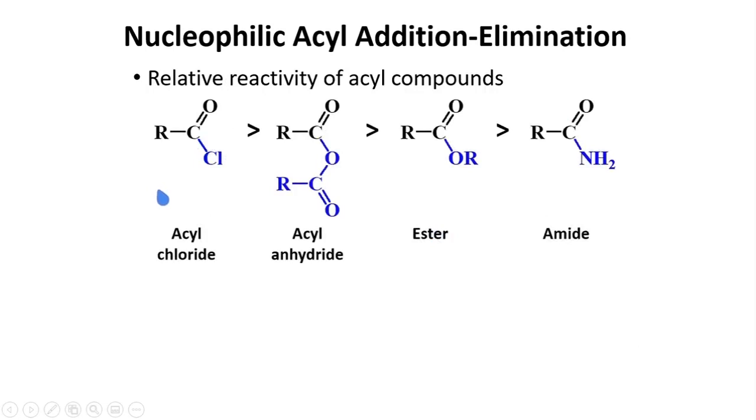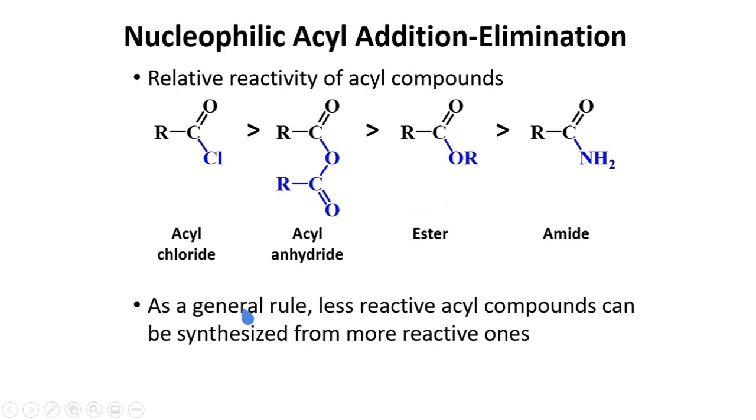Here is the relative reactivity of the acyl compounds. The acyl chloride is the most reactive because the chloride ion is a good leaving group. It's followed by the acid anhydride, then the ester, then the amide. As a general rule, less reactive acyl compounds can be synthesized from more reactive ones.